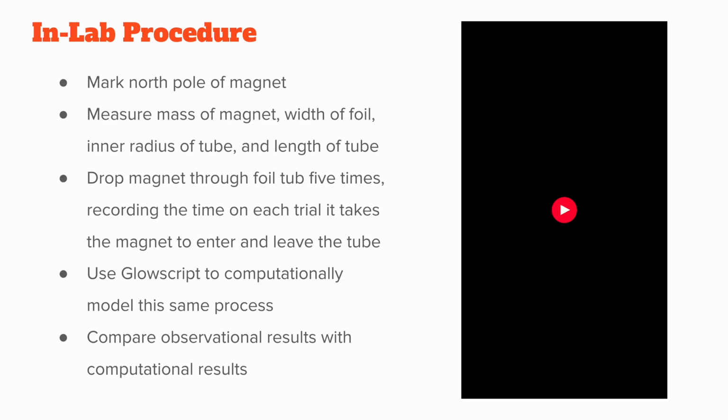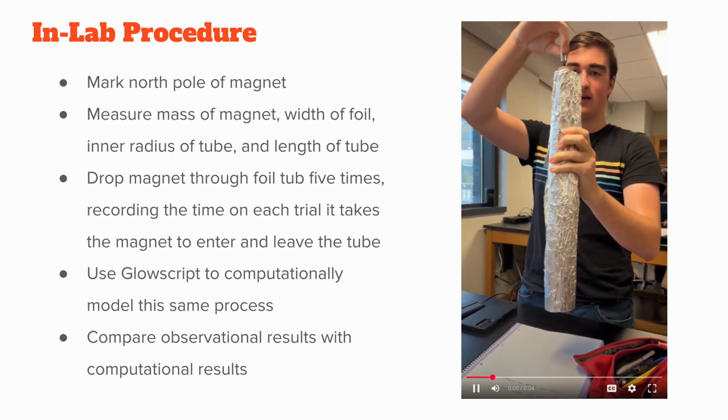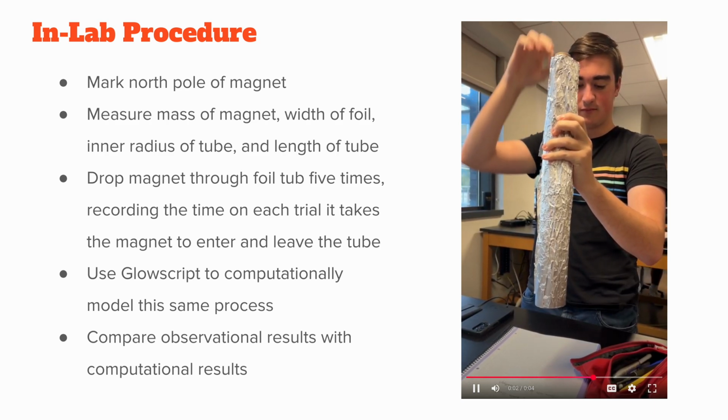To perform this lab, we first had to mark the north pole of the magnet. We then took relevant measurements including the mass of the magnet, width of the foil, inner radius of the tube, and length of the tube. We then dropped the magnet through the foiled tube 5 times, recording how long it took for the magnet to enter and exit the tube each time. The video to the right shows one of these trials.